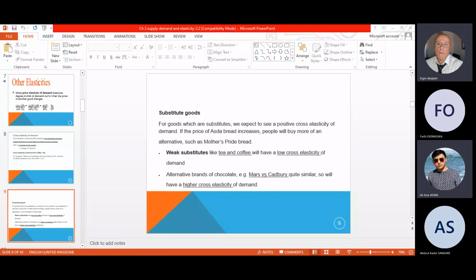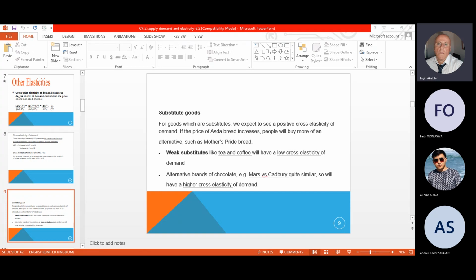Okay, substitute goods. For goods which are substitutes, we expect to see a positive cross price elasticity of demand. If the price of Asda bread, or any X bread, increases, people will buy more of an alternative such as Mother's Pride bread. Big substitutes like tea and coffee will have a low cross price elasticity of demand. An alternative brand of chocolate, for example Mars to Cadbury, is quite similar, so will have a high cross price elasticity. Therefore, if you have similar products or preferences, then there is a high cross price elasticity.